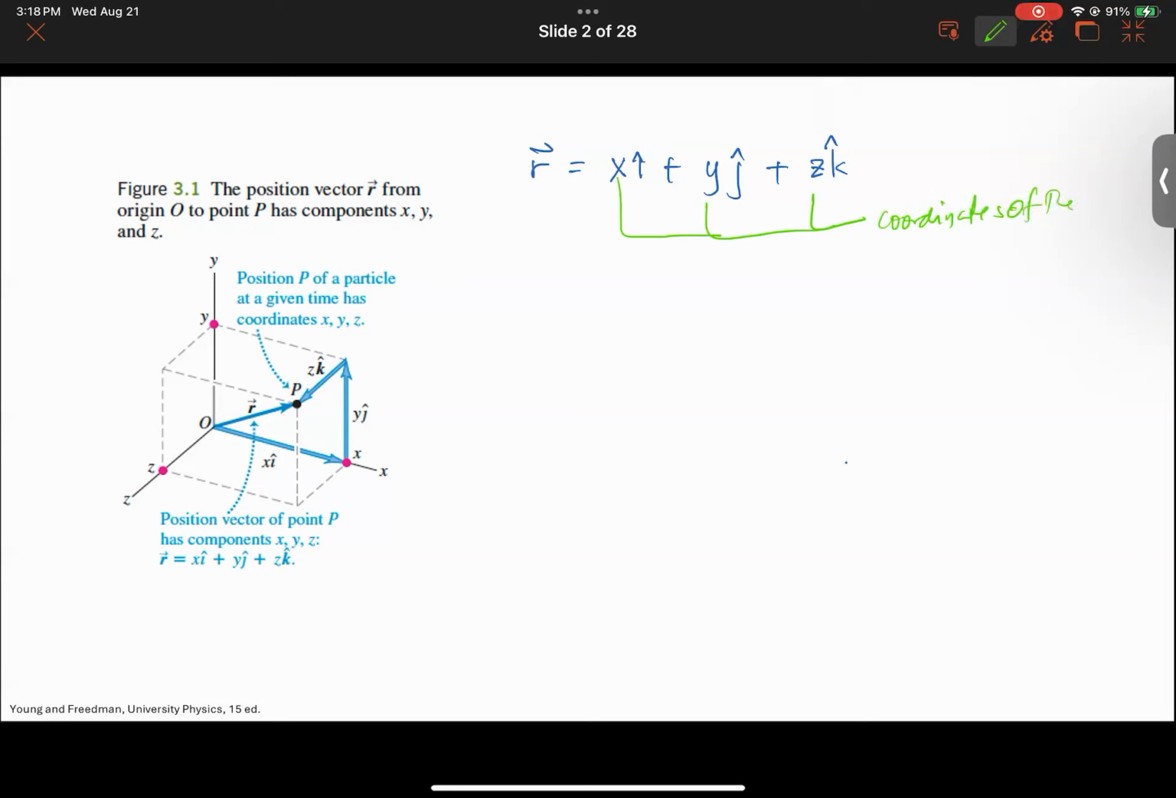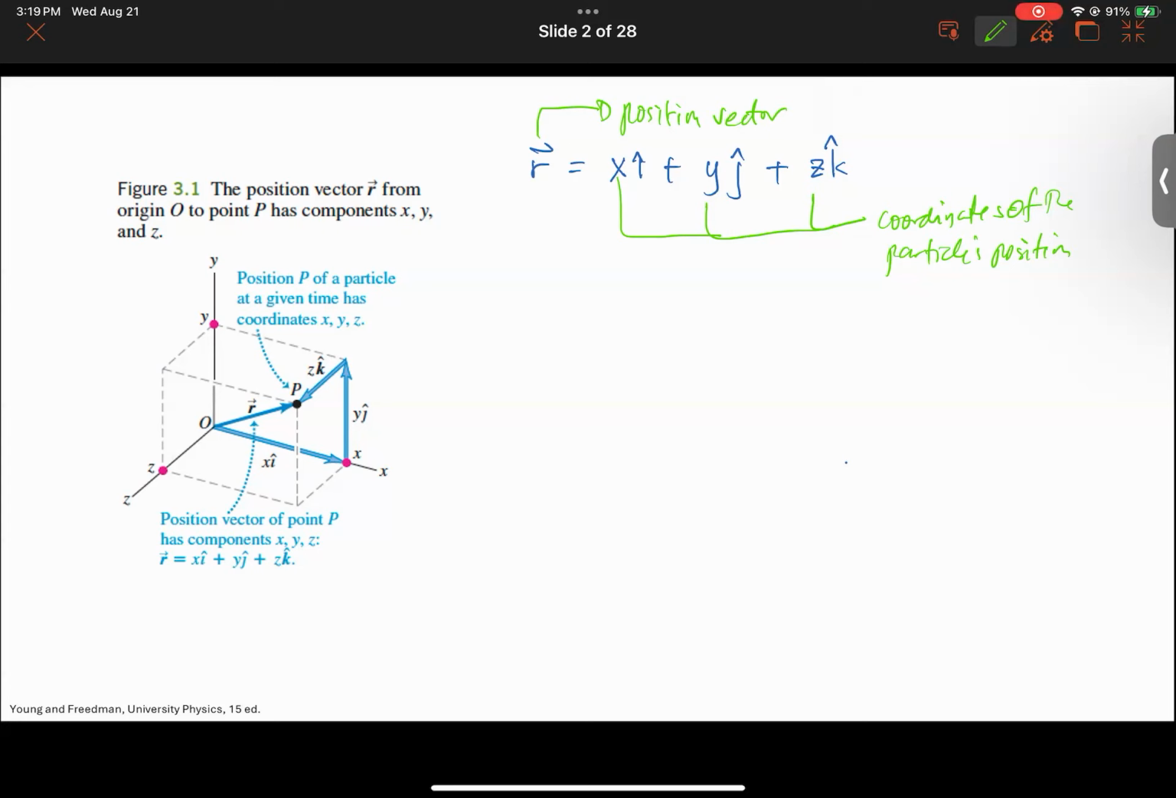Yung x, y, and z, so yan yung coordinates of the particle's position. And this we refer to as the position vector. And then of course yung i hat, j hat, at saka k hat ay yung unit vectors natin. So we can see yung position vector na yun dito sa graph na ito.